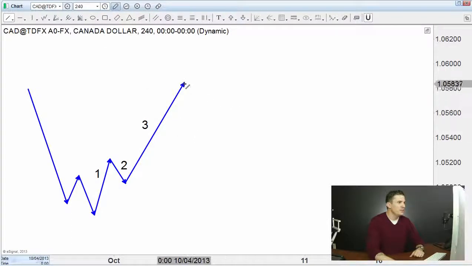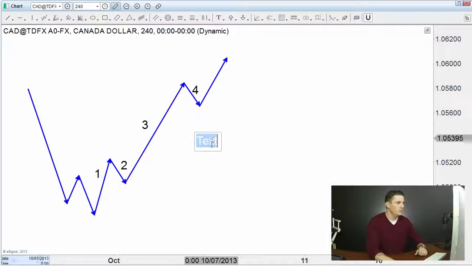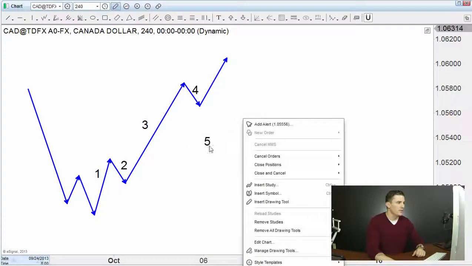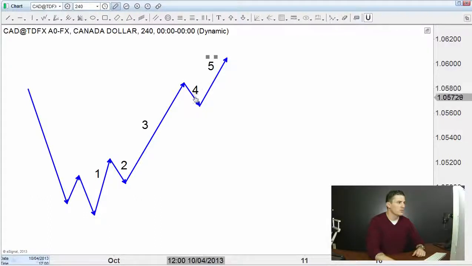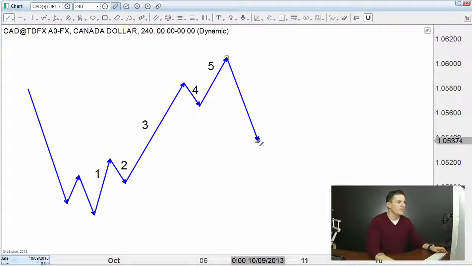Then the market tends to do something like this, where we get a pullback and then we get a rally, and you get something like this. And again, very simply, we have the four leg, and the five leg, okay? So the four is the retracement here, and then the five is the move up. Then we tend to see an ABCD move down, something like this, okay?